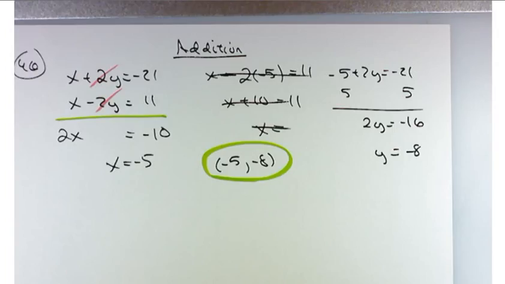Now, where the addition method gets a little bit more challenging is if things don't line up quite as nice. So, for instance, let's take a look at problem number 42.